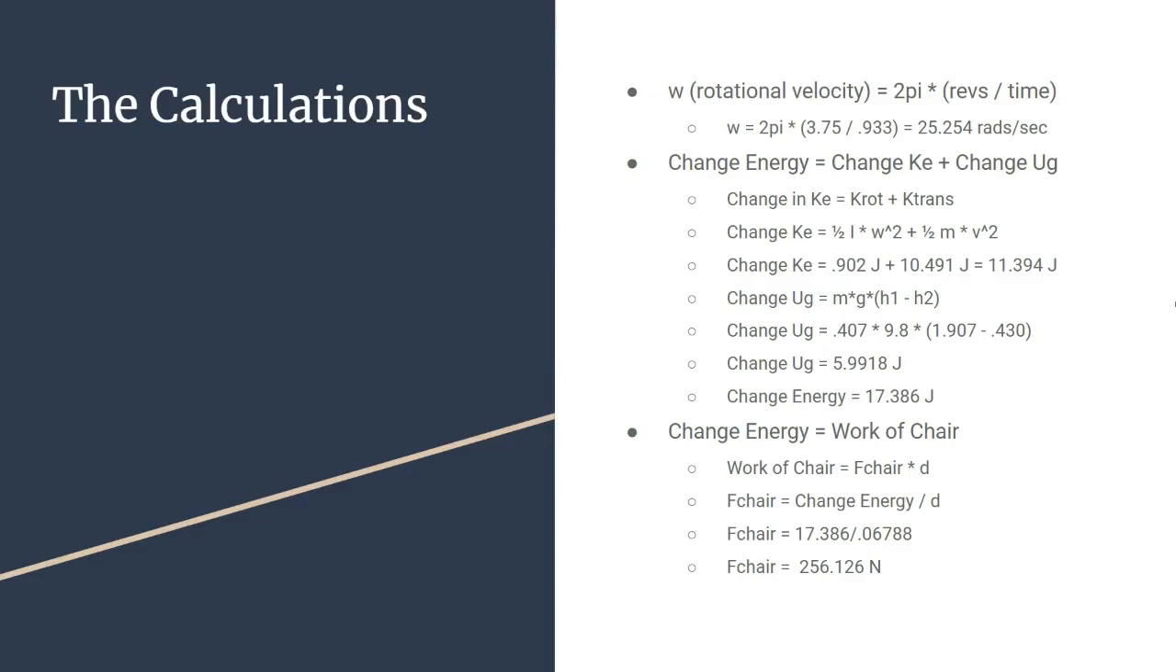For the change in the gravitational energy, we used mass times gravity times the change in the height of the ball, and we found that to be 5.9918, adding those together to get the change in energy to be 17.386 joules. Then, using the fact that change in energy will equal the work of the chair, we set up the work of the chair to be the force of the chair times the distance of compression, and when we divided the change in energy by the distance of compression, we found the force of the chair to be 256.126 newtons.